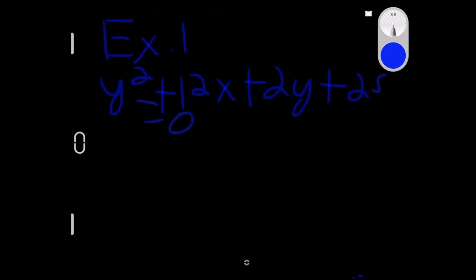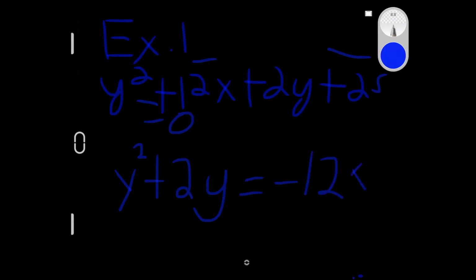So, first, we move 12x and 25 because they have no companion. So, y squared plus 2y equals negative 12x and negative 25.